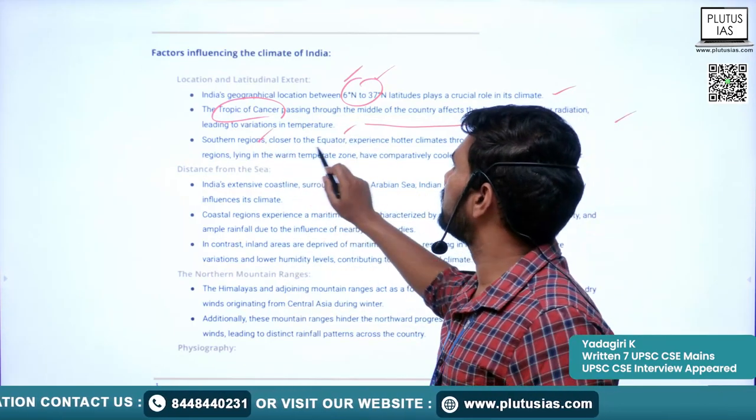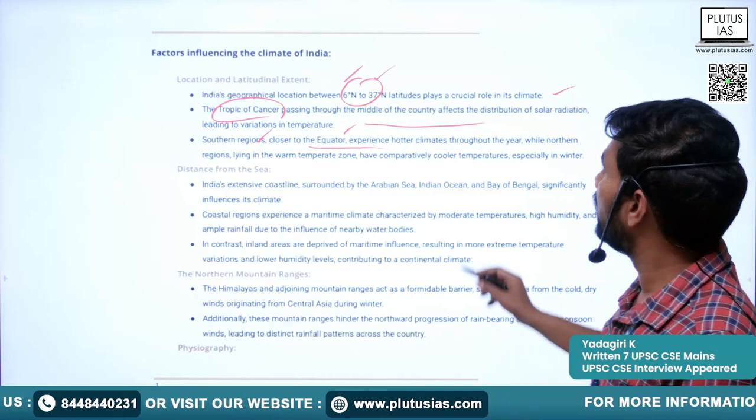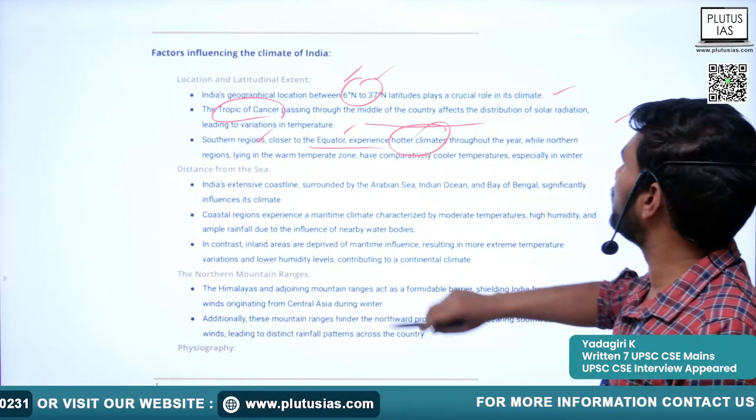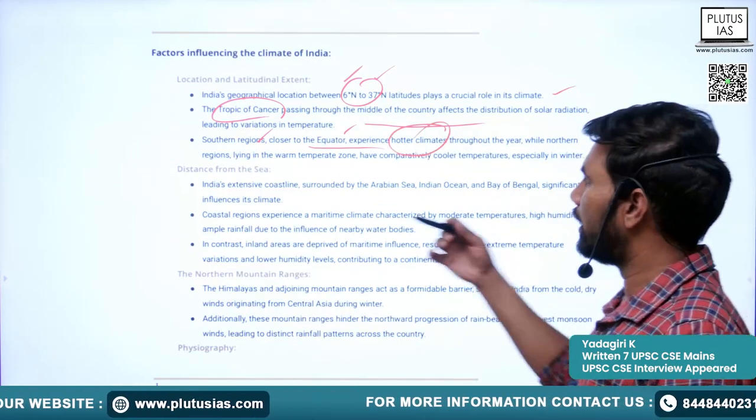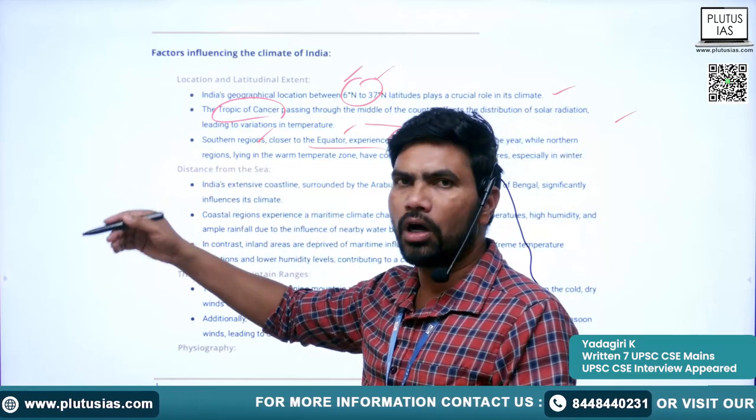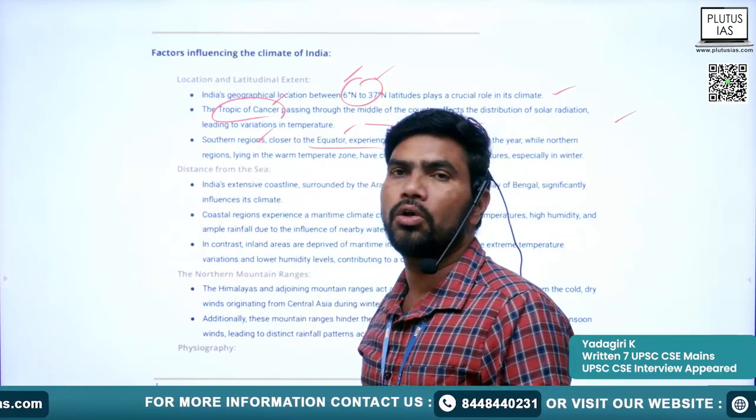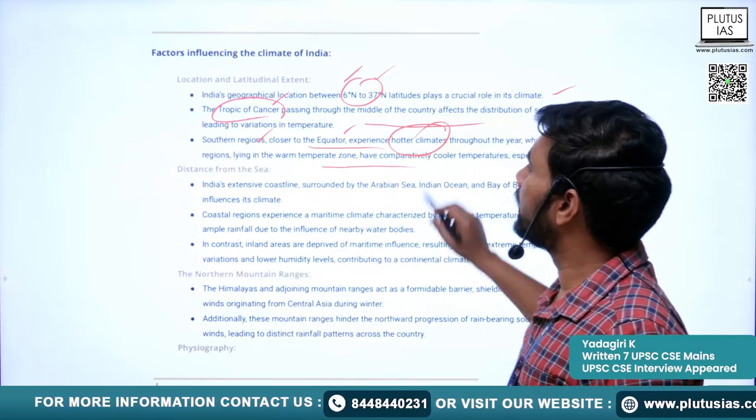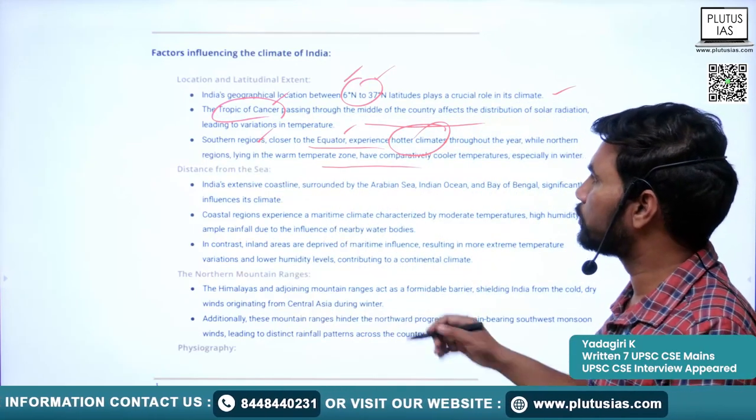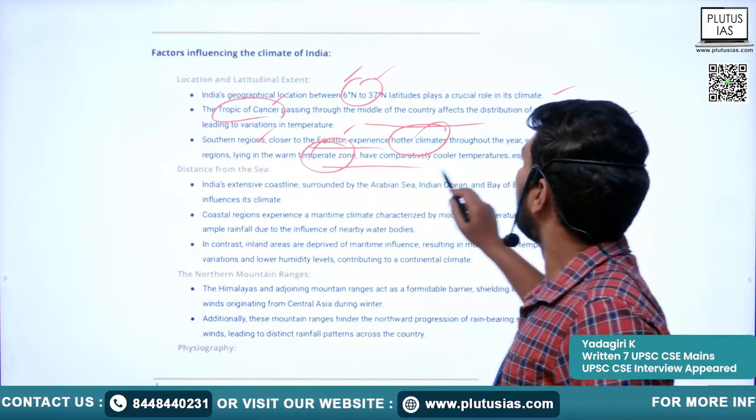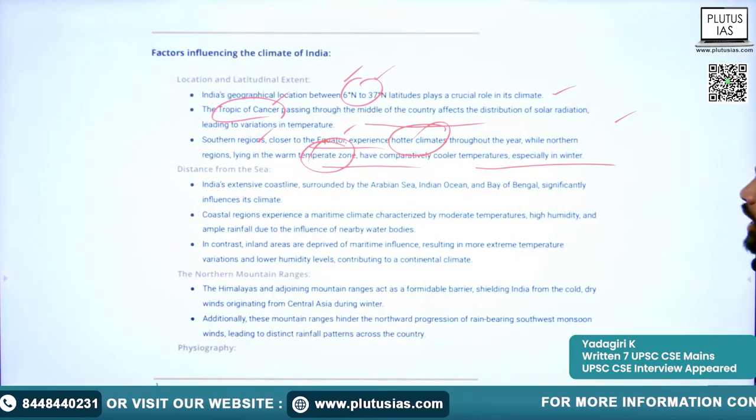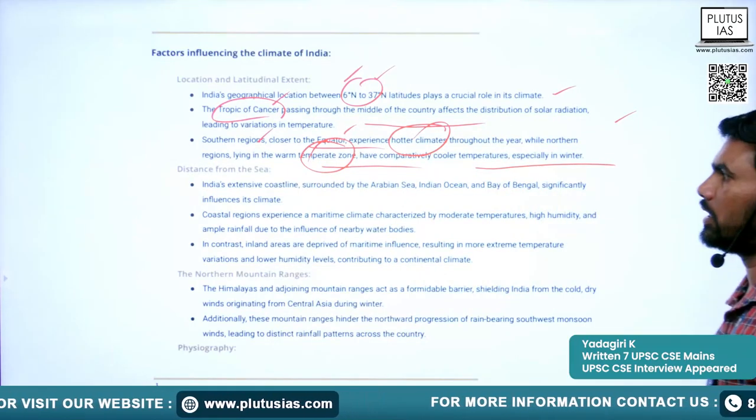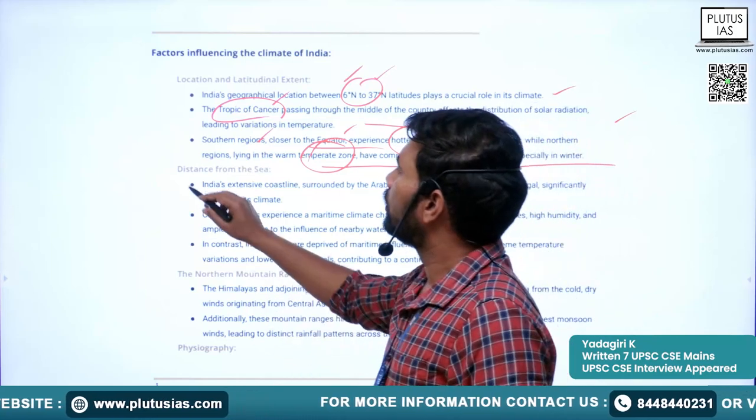The southern regions that are closer to the equator experience hotter climates throughout the year, while the northern regions, which are north of the Tropic of Cancer, experience the climate of the temperate zone, having comparatively cooler temperatures, especially in winter.